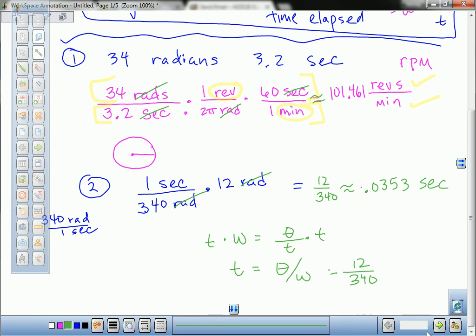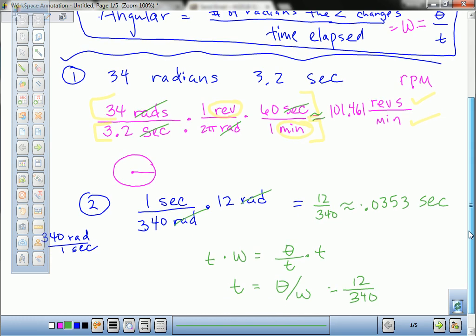Is that what we just did? Yeah. Why is 340 the omega? It is the angular velocity. It's not radians, it is the radians per second. That is our angular velocity.